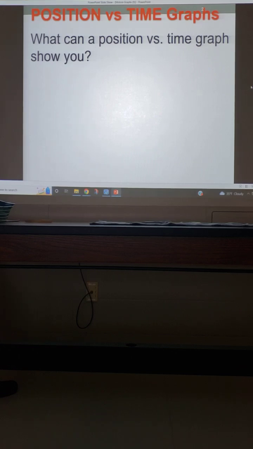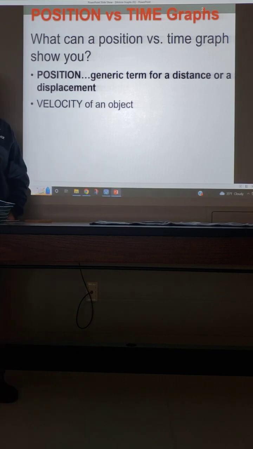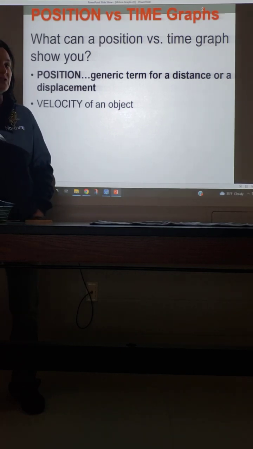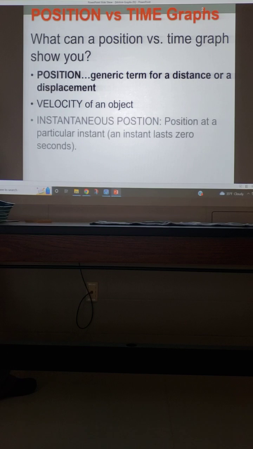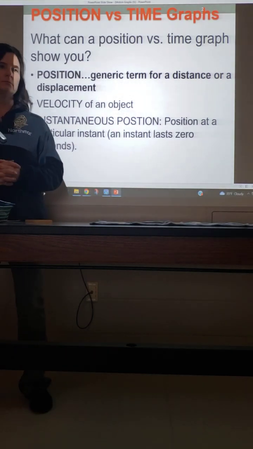And so in a position versus time graph, we know that position is just the generic term for distance or displacement. And these graphs are going to show us velocity, just like a mass versus volume graph showed us density. And so if the variables match up with the axes on a graph, the information on the equation and on the graph are going to be the same. And so we have this word instantaneous. When you think of instantaneous, what does that mean? What does that make you think of?